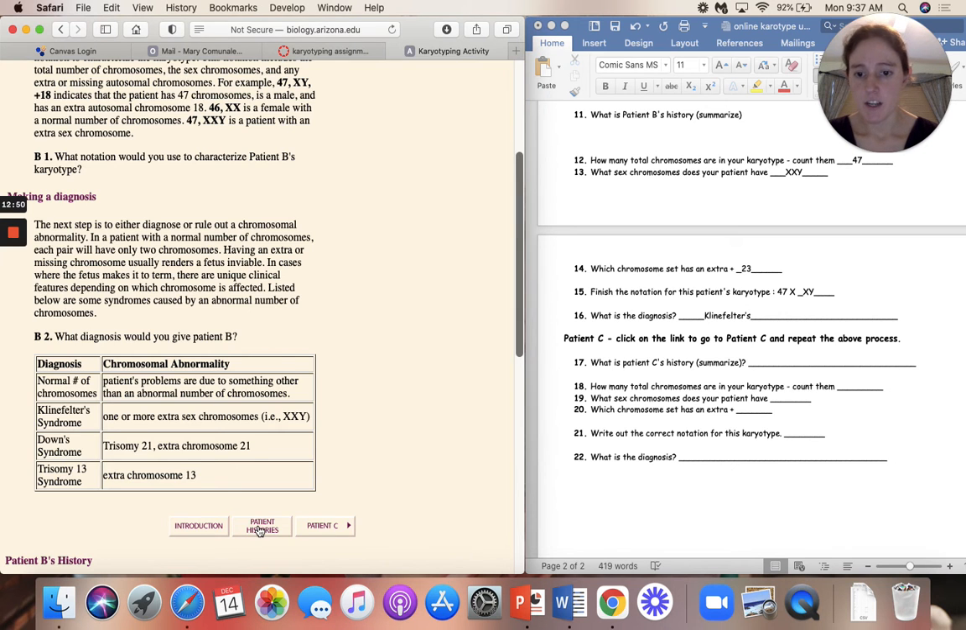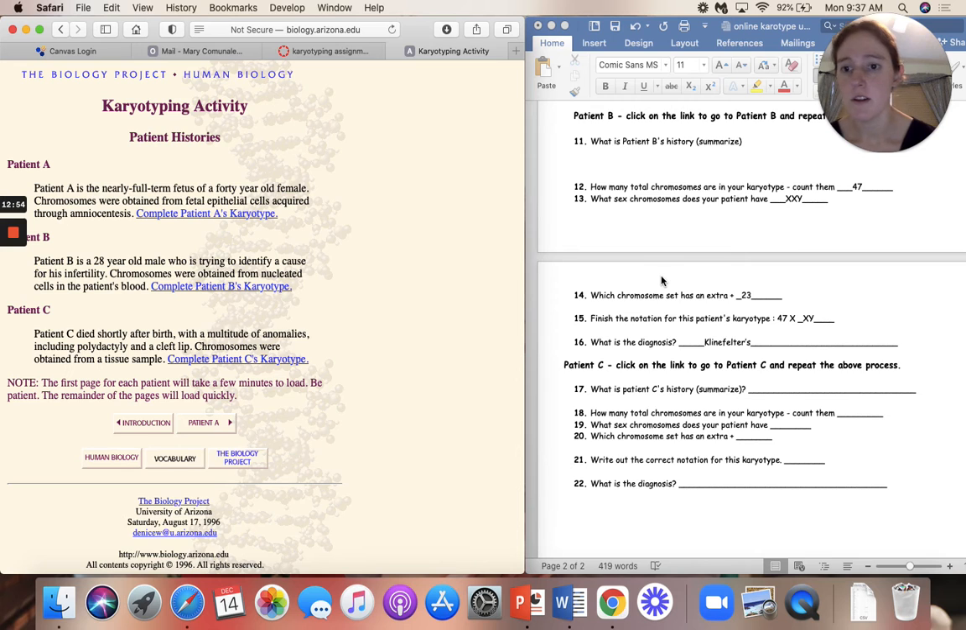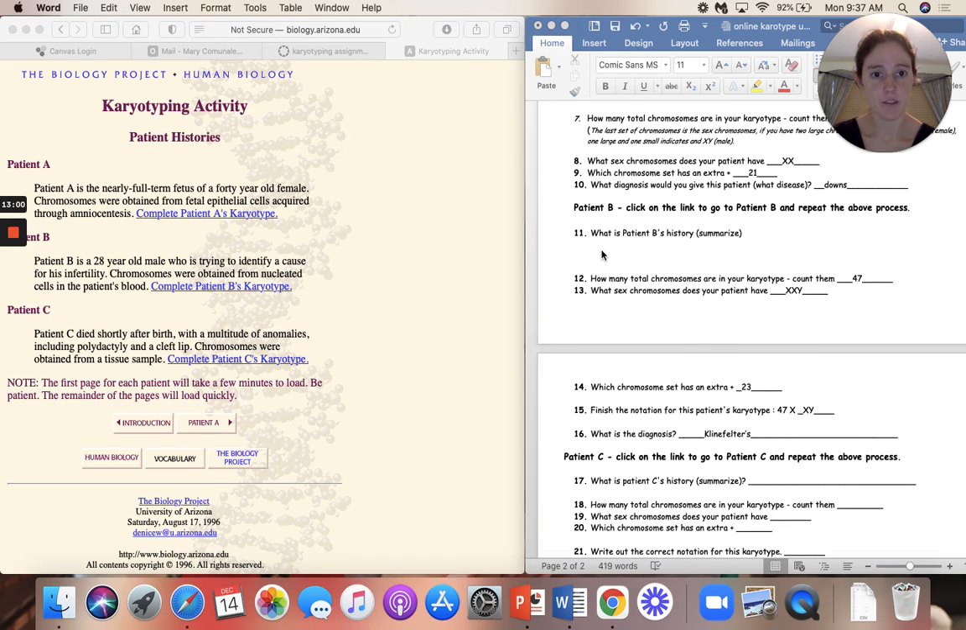Now let me go back to patient histories real quick here. Okay, so patient B is a 28-year-old man who is trying to identify the cause of his infertility. Chromosomes were obtained from a nucleated cell in the patient's blood. So I'll go back up here to my history. 28-year-old male looking for infertility reasoning.